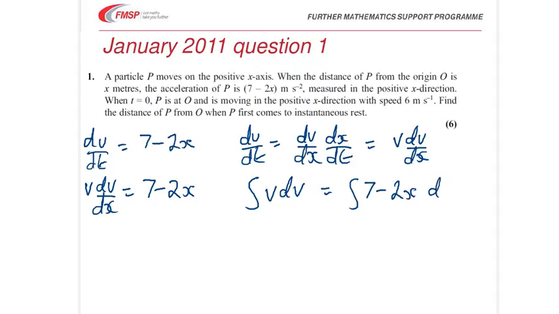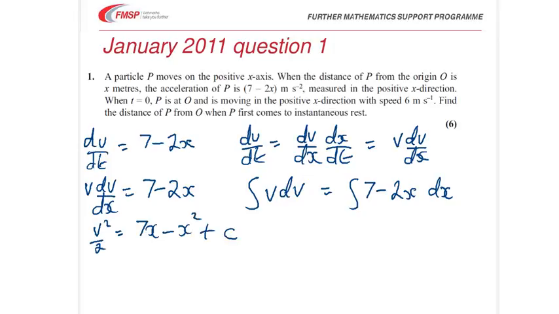Like that. If you haven't done that yet in pure maths, you'll be doing it soon. There's some extra notes on the integral maths side to explain the technique. It's called separating the variables. We now integrate both sides and get v squared over 2 equals 7x minus x squared plus c.